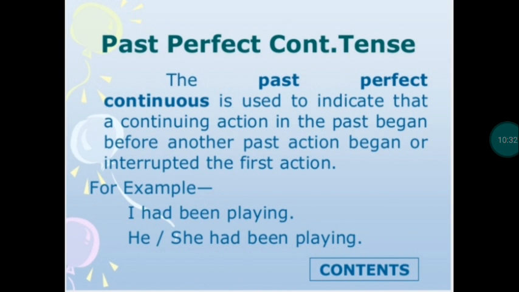Past perfect continuous tense. The past perfect continuous tense is used to indicate that a continuing action in the past began before another past action began or interrupted the first action. I had been playing when he came. Like for example, you were playing and somebody else came. So you say, I had been playing when the bus arrived, or I had been playing when my friend arrived. He had been playing, or she had been playing.